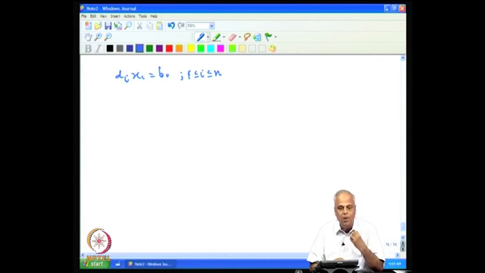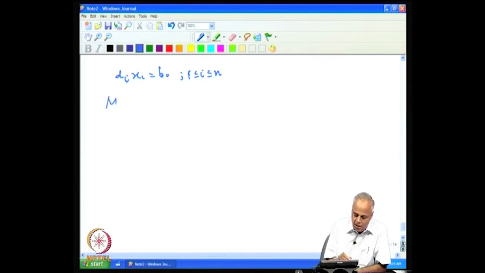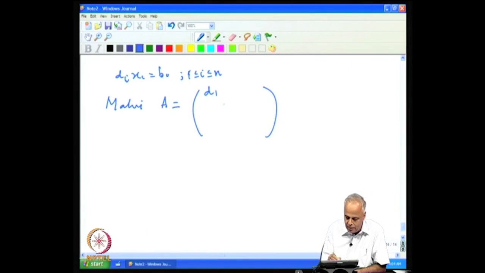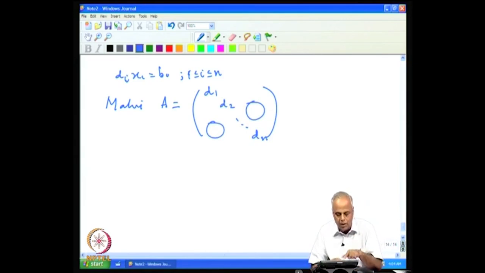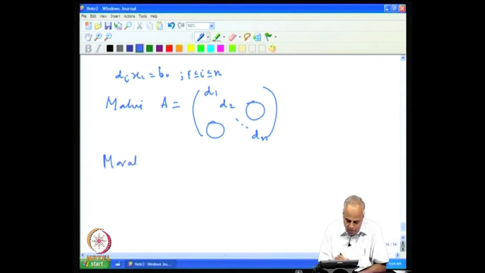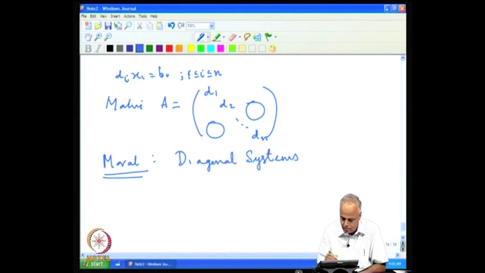Now, what is the structure of this system? The important thing in this system is the matrix A for such a system is a diagonal matrix. Because a11 is the coefficient of x1 and that is d1, and the remaining coefficients in the first equation are all 0. Similarly, the second coefficient in the second equation is d2 and all others are 0, and so on, and therefore, the coefficient matrix is a diagonal matrix. So, the moral of our discussion for such special easy systems is diagonal systems are easy to handle.